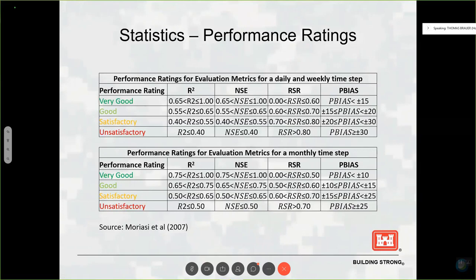If you're not good, you're going to have to do some justifying. So if you're at 0.60 here for your hourly, then in your report you'd have to give some reasons why. But if you hit this, no one's going to ask questions.